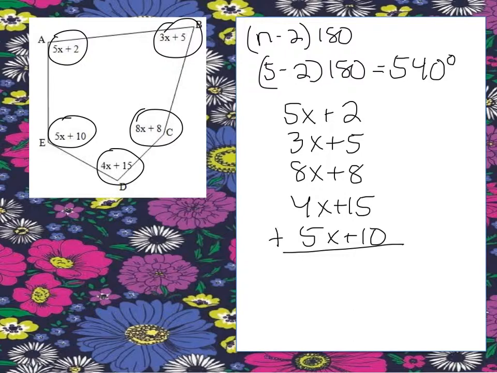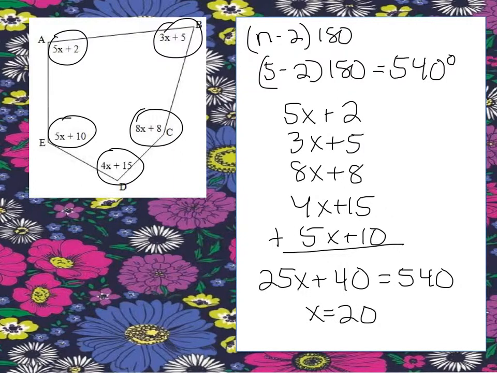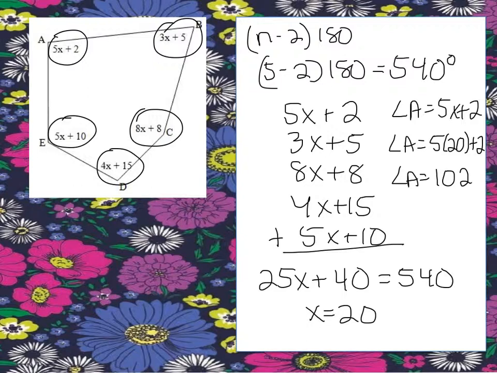If I add all these up, I would get 25x plus 40. And I'll set that equal to my angle sum measurement since I know that's what they're all going to equal. Once I solve for x, I'll get x equals 20. Now that tells me what the x variable is, but if I said, okay, now tell me what the measurement of angle A is, you would take angle A, which is equal to 5x plus 2. You'd plug in 20 for x, so that's 5 times 20 plus 2. Angle A would then equal 102. 5 times 20 is 100, and then if we add 2 in, we would have 102.